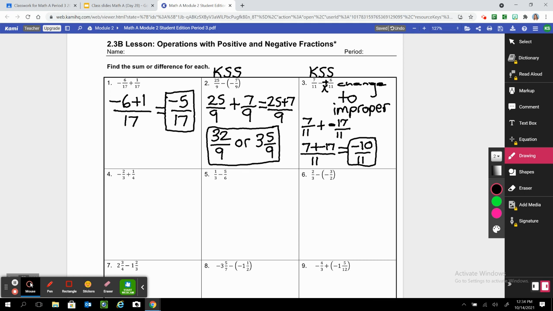So let's just review. If the denominators are the same, you can just add the numerators and keep the denominator the same. So I'm going to write a little note here. Keep denominator, add numerator.